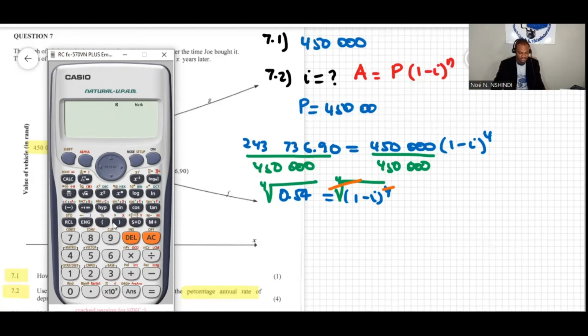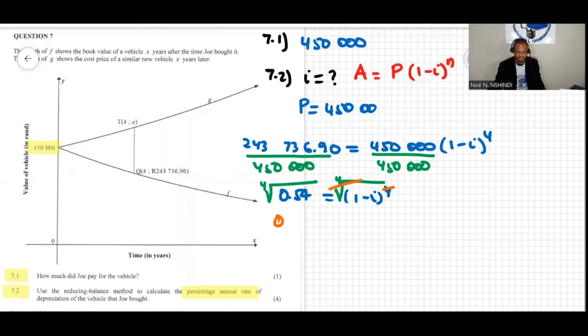Where is it on the calculator here? If I don't see the fourth root, I can do something else. We can just use the exponent: to the power of a quarter is the fourth root. So I can write 0.54, close brackets, to the power of 1 over 4. That's the fourth root. If you press equal, we get 0.85.